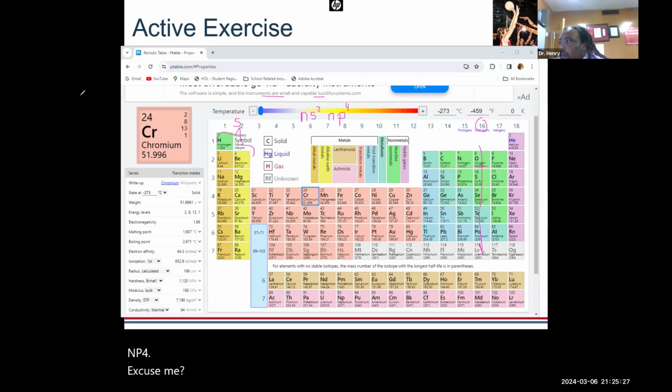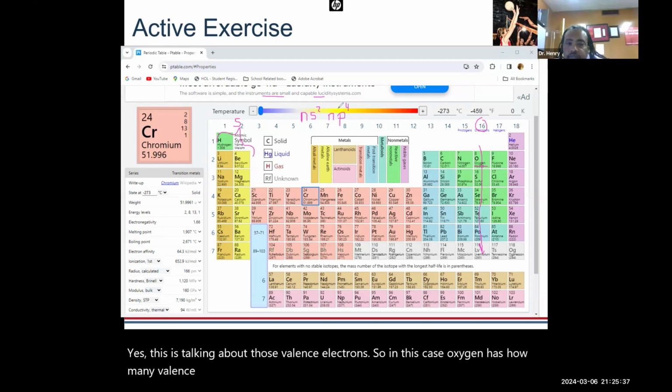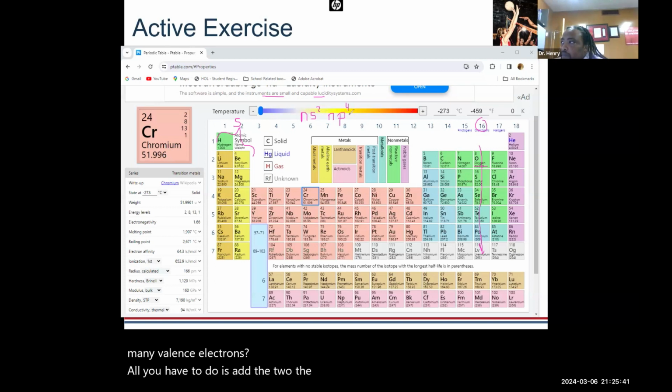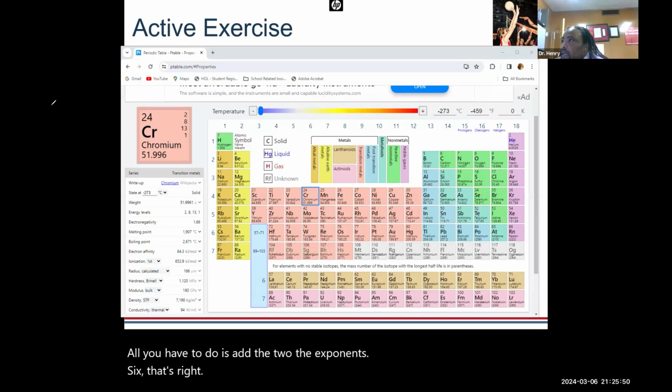Wait, is this the valence electrons or no? Yes, this is talking about those valence electrons. So in this case, oxygen has how many valence electrons? All you have to do is add the exponents. Would it be 6 then? 6, that's right. Okay.